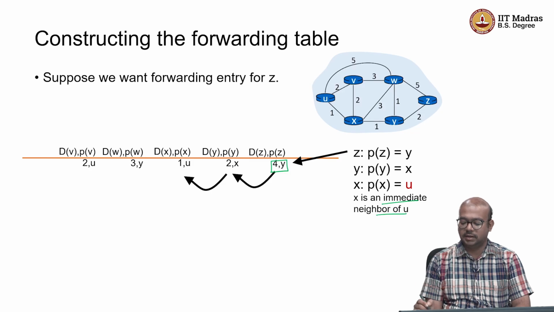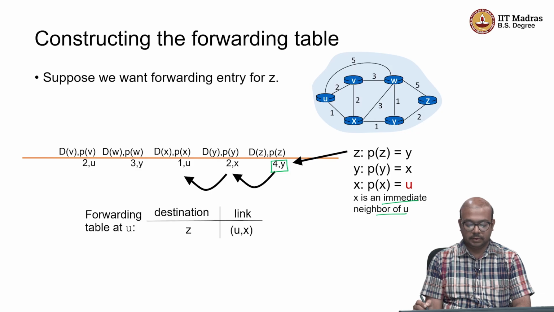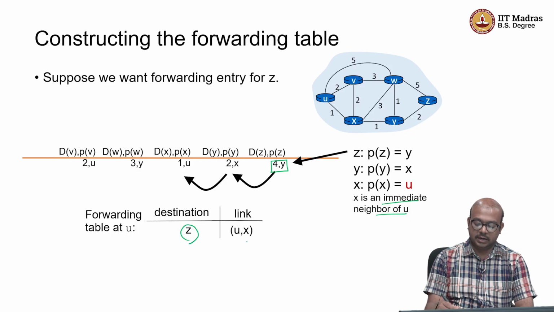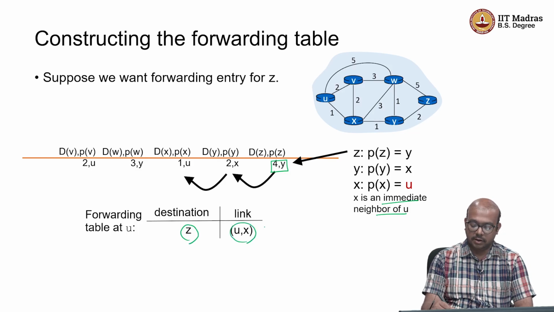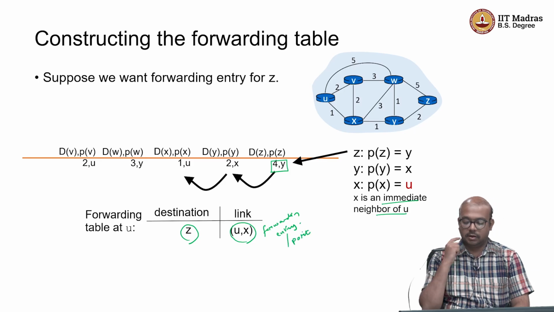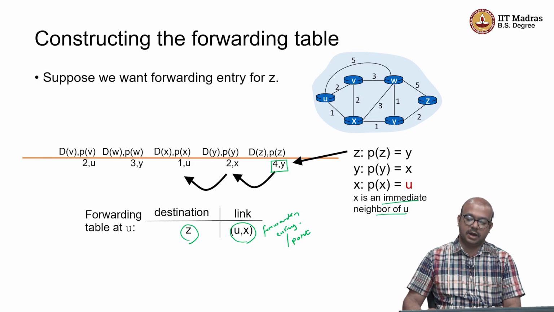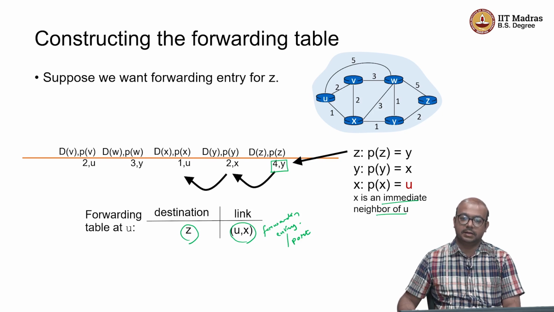So, this is your next forwarding table entry, that x should be your next hop neighbor if you want to deliver the packet to z. So, in the forwarding table, if the destination is z, the link that you are going to utilize is u comma x. This is your forwarding entry, or this is the port of your router. u is the router, and one of its ports is connected to x, so you should forward the packet to that particular port. This is the table that is maintained in a router.